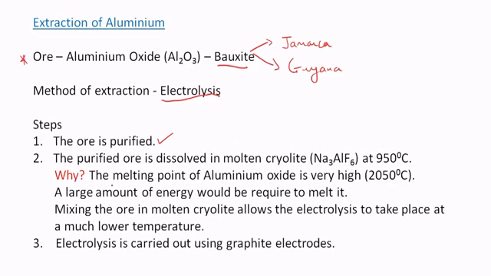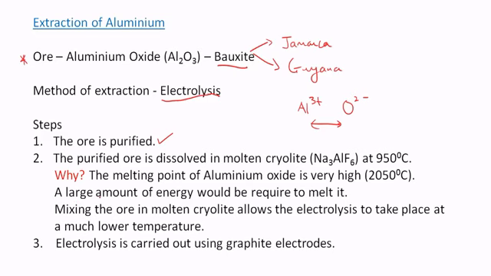Now why do we do that? The melting point of aluminium oxide is very high, 2050 degrees Celsius. Why is it very high? Because aluminium oxide is an ionic compound, and you have Al3+ ions and O2- ions. So the electrostatic force that exists between the oppositely charged ions is very strong, and that is why it has a very high melting point. So we said we take the aluminium oxide and we dissolve it in molten cryolite at 950 degrees Celsius.